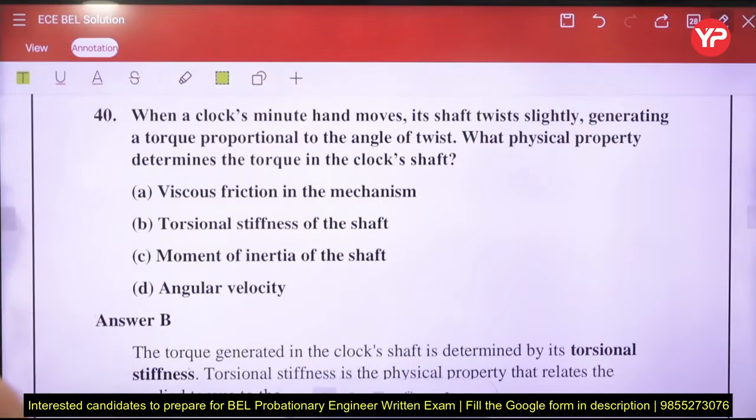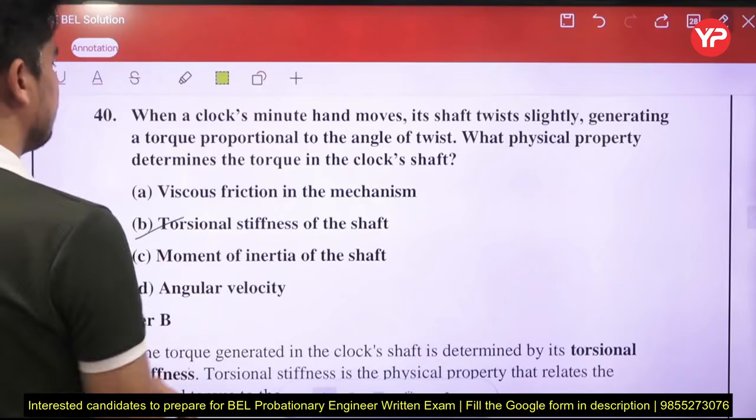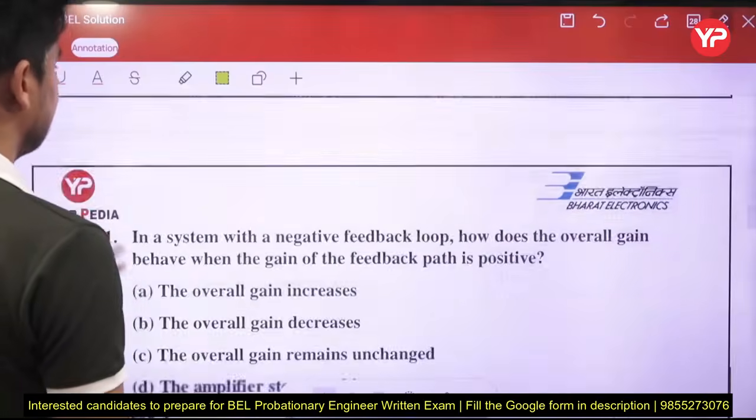When a clock minute hand moves, its shaft twists slightly, generating a torque proportional to the angle of twist, correct? Which physical property determines the torque in the clock? See, that is the torsional stiffness of the shaft that will define that.